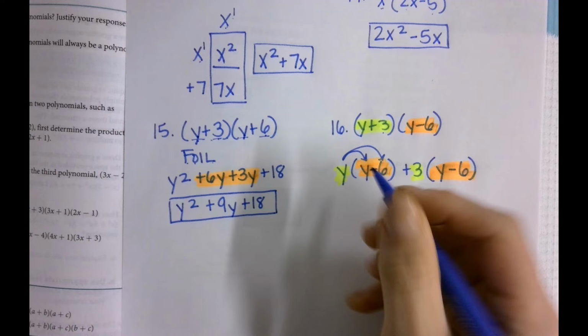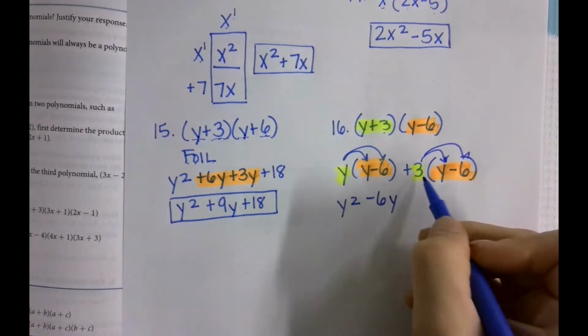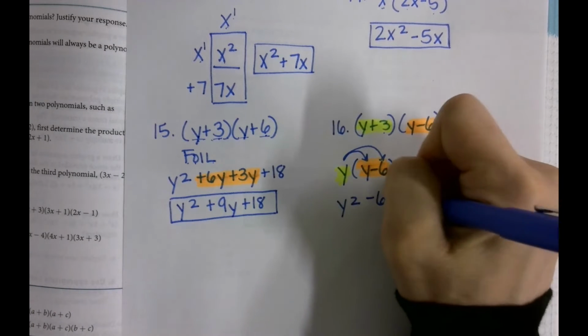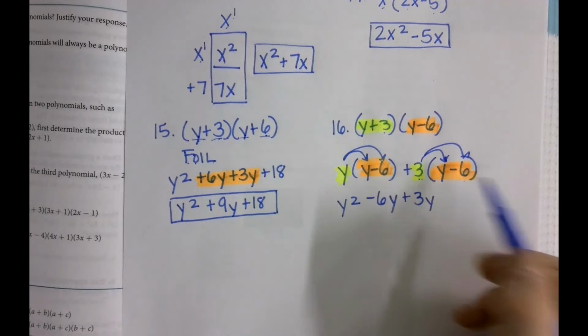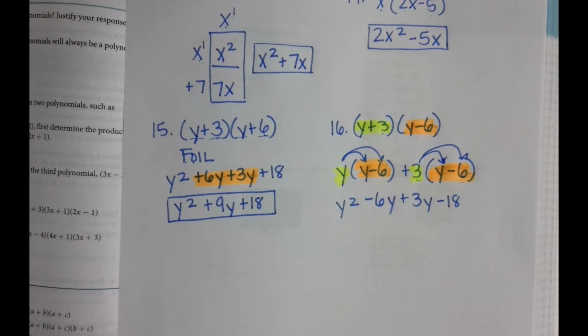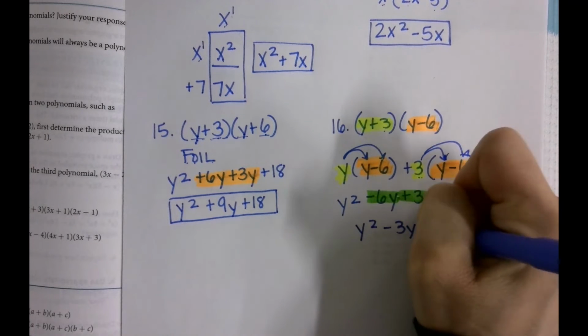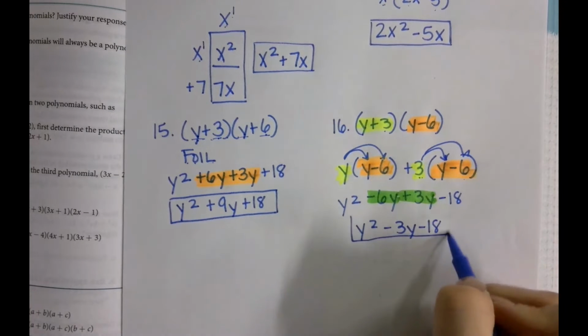Y times y is y squared. Y times negative 6 is negative 6y. Then distribute the 3 in the other set. 3 times y, plus 3y. 3 times negative 6, minus 18. Two middle terms, negative 6y plus 3y would give us negative 3y, and that's in standard form.